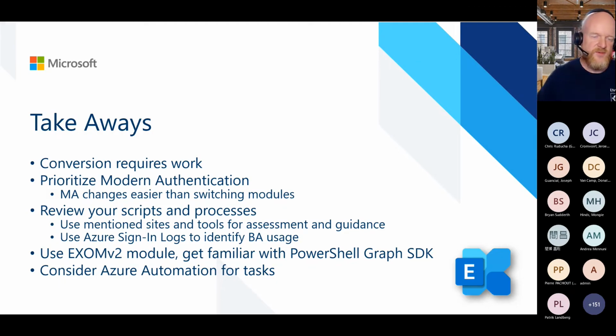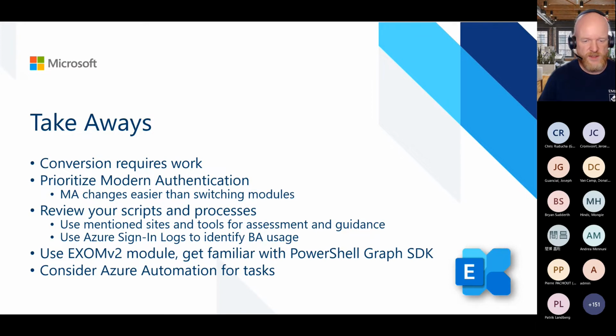The takeaways I want to give you from this session is that conversion requires work. There's unfortunately no automatic way, because everybody scripts in their own way and has their own way of solving things. You need to dive into that. If I were given the option, I would prioritize modern authentication. Not only is the deadline sooner, but it's also easier in terms of changes you need to make than switching modules. Review your scripts and processes. Use the sites that can help you, especially if you're starting with Graph. It can look like a big hill to climb, but there are tools and guides out there to help you with that.